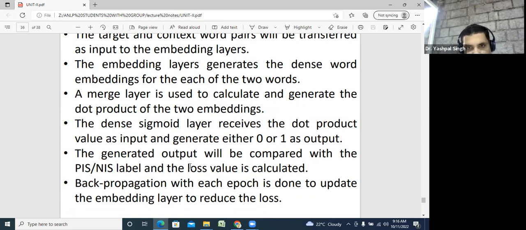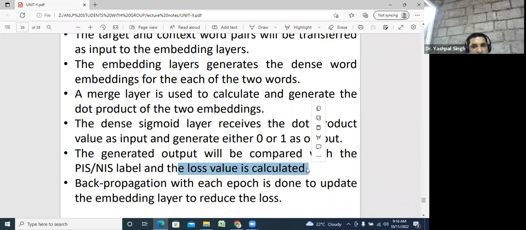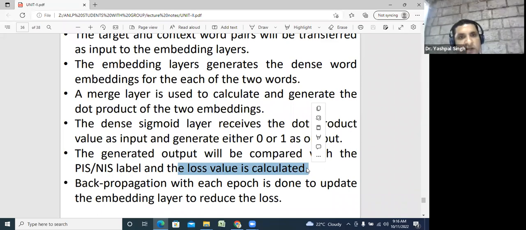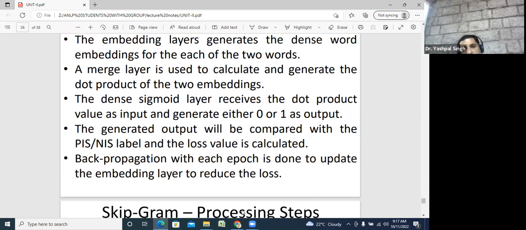Then the generated outputs will be compared with the positive input sample and negative input sample labels, and the loss value will be calculated. This is the important thing. The positive input was calculated in the above layer, this one is our merge layer or embedding layer. After that the loss will be calculated, and after this loss calculation, backpropagation is done for each epoch and the embedding layer is updated to reduce the loss. And this process will continue up to our t minus n and t plus n inputs.